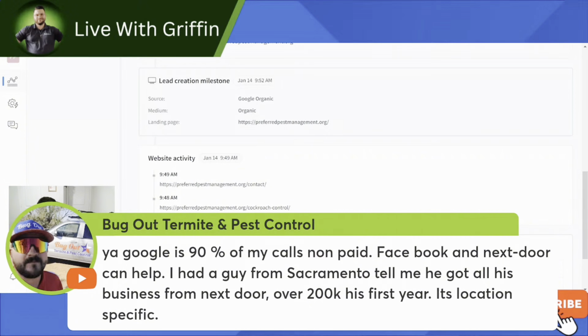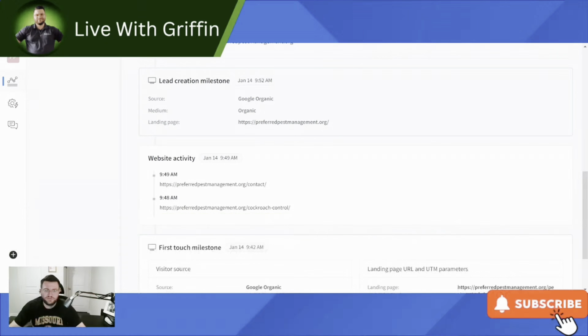I had a guy from Sacramento tell me he got all of his business from Nextdoor. That's crazy. And that's the other thing too, guys, a lot of this comes down to getting customers and where to get them from outside of Google. Google's obvious. That's why I like to focus on Google so much. It's where everybody goes at the end of the day. But obviously there are other little niches you can go into when we talk about social media.